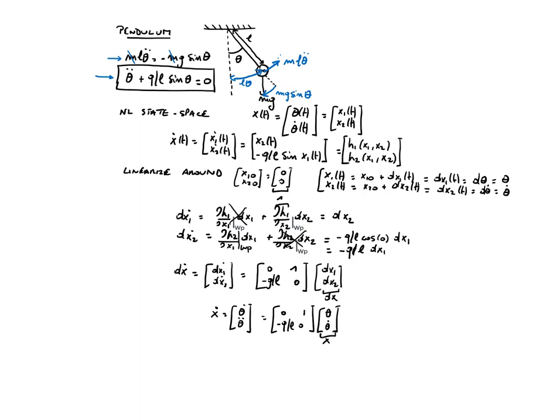Remember that this is only because we have linearized around the origin, and this we could have obtained in a simpler fashion by simply looking at this equation here and writing, well, if theta is small, sine of theta is approximately theta, so we end up with this equation over here, theta double dot plus g over L, not sine now, times theta is equal to 0.